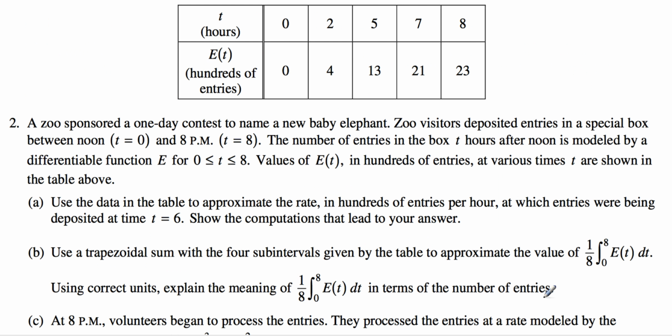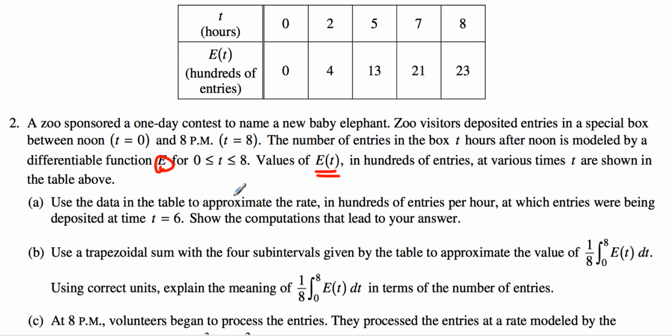Let us look at question number 2 here. A zoo sponsors a one-day contest to name a new baby elephant. So it continues in this way. Notice that the number of entries in the box t hours after noon is modeled by the function E. So this is number of entries by the time.